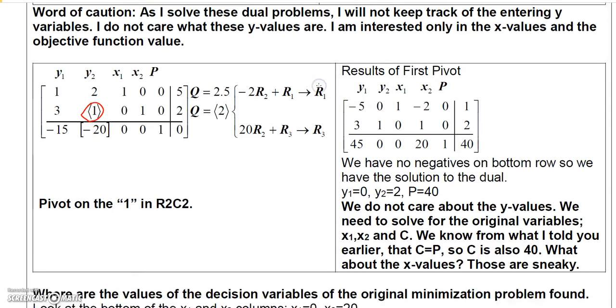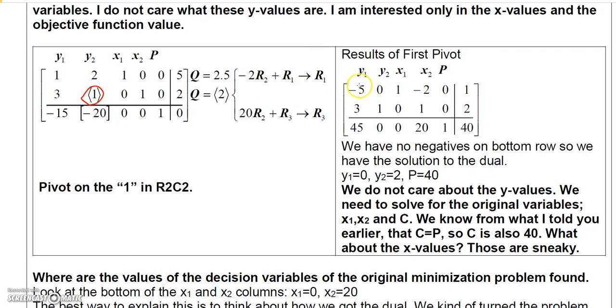All right, now here's the catch. If you actually solved this like we did before, you might say, okay, y1 is non-basic, so it's 0. y2 is found right here, so it's 2. But remember what I said, I don't really care about y1 and y2. I want to know what x1 and x2 are.